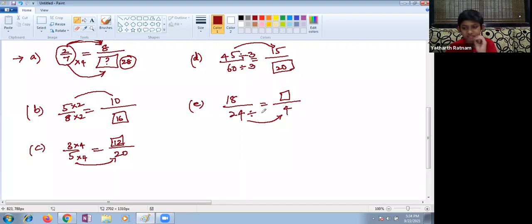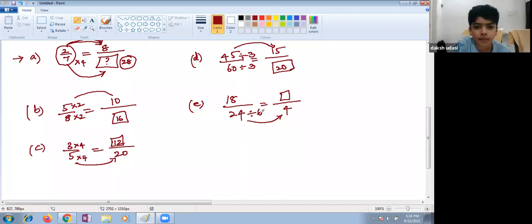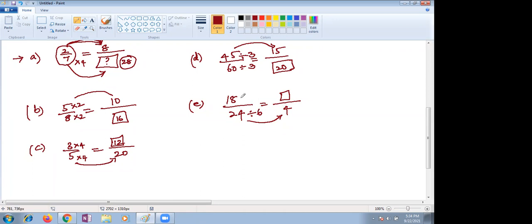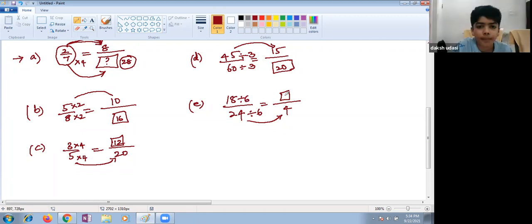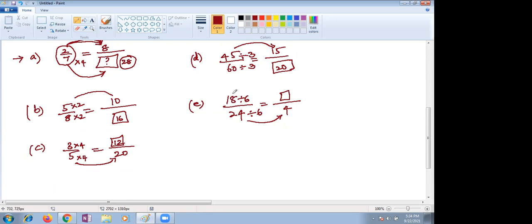Okay, right, Nana. Ma'am, 6. Very good. 6 4s are 24. So the same number you need to divide. So 18 divided by 6 you will get? Yes, ma'am. 18 divided by 6. That means in the 6 table, when you will get 18.